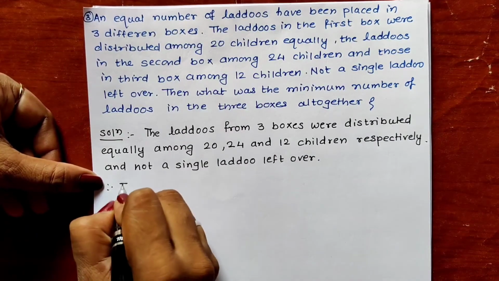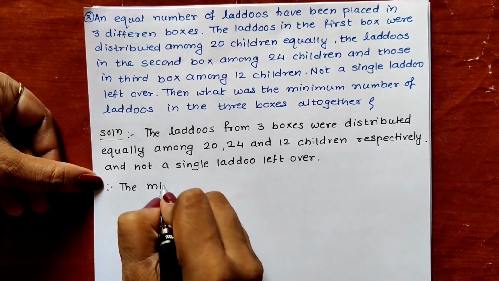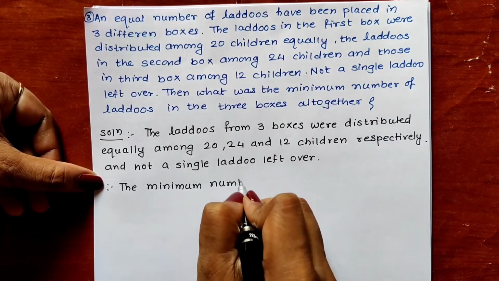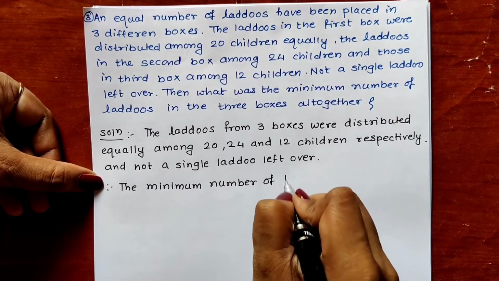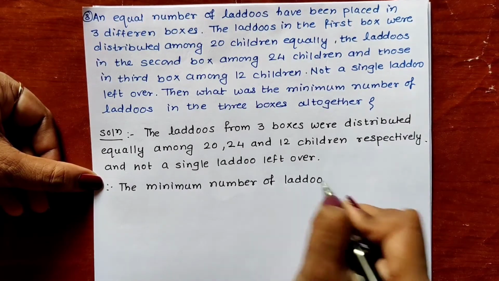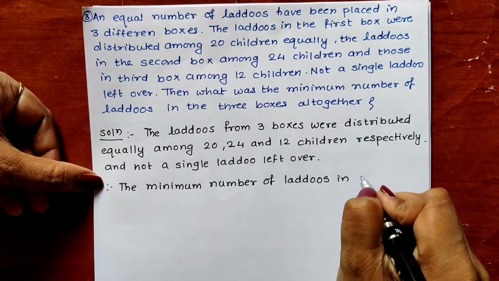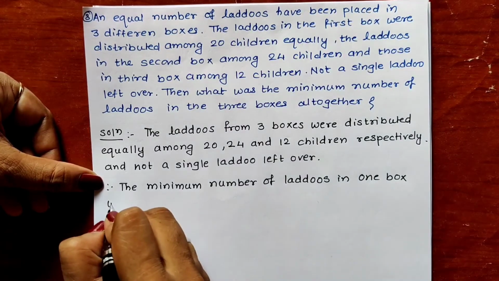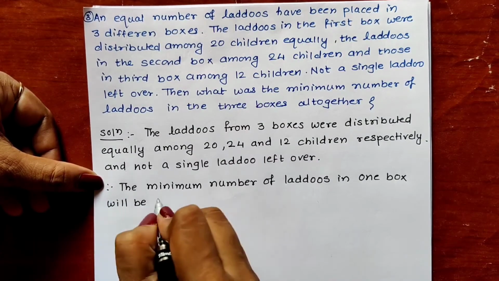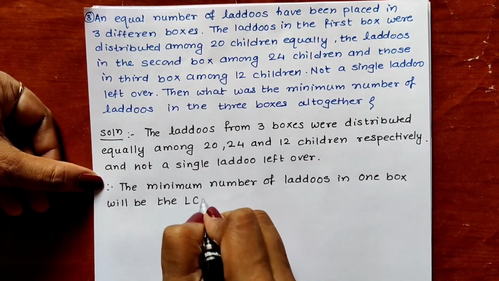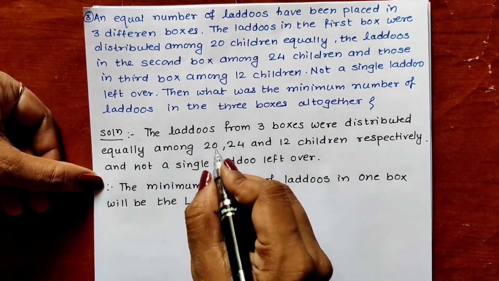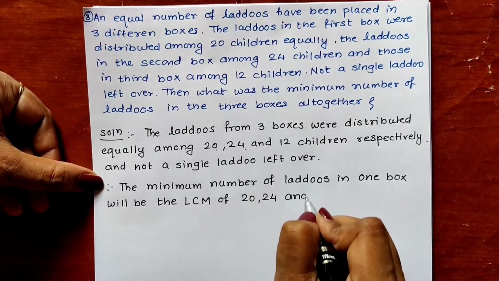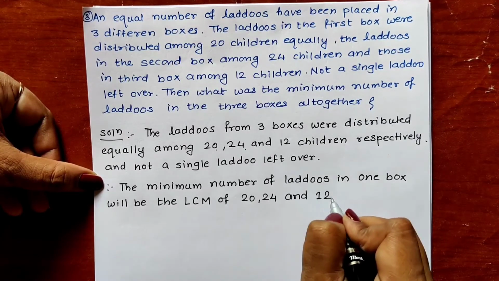So therefore the minimum number of laddus in 1 box. Okay, in 1 box, what will be the minimum number of laddus in 1 box? It will be the LCM of 20, 24 and 12. So find the LCM of 20, 24 and 12.